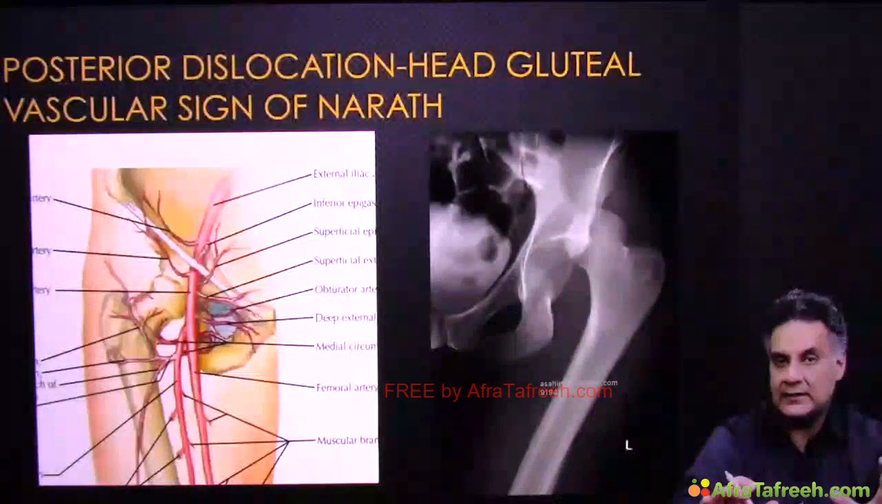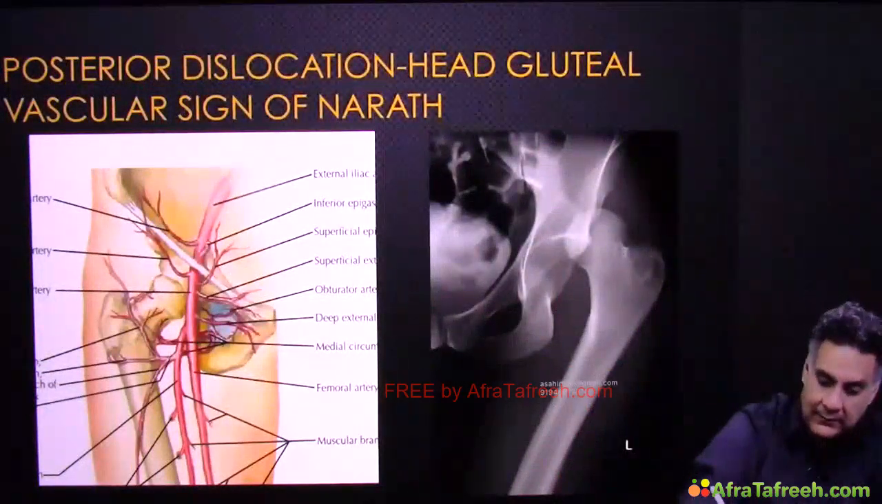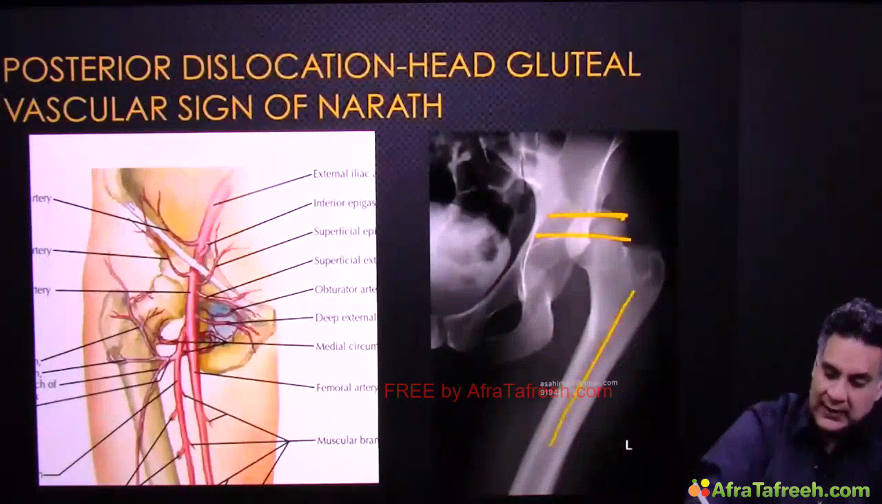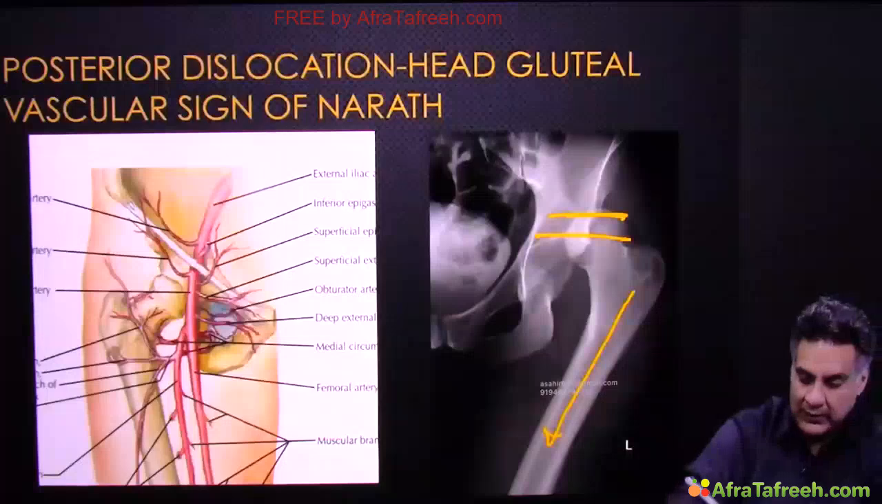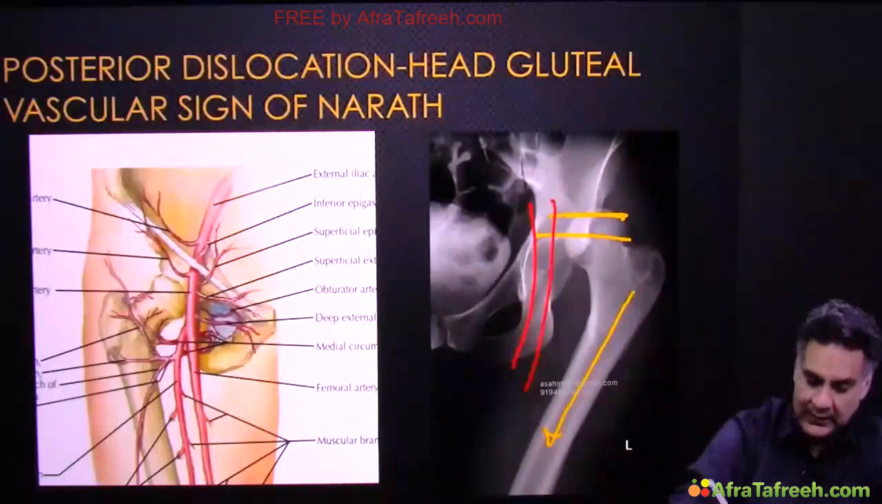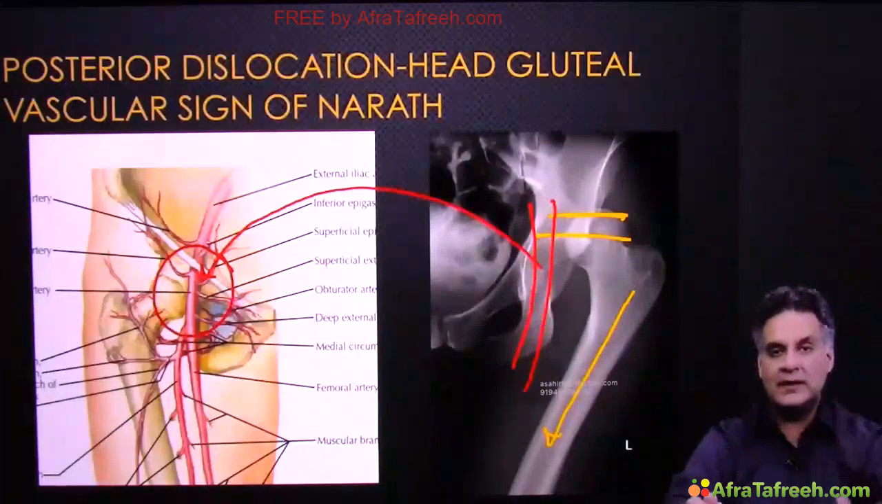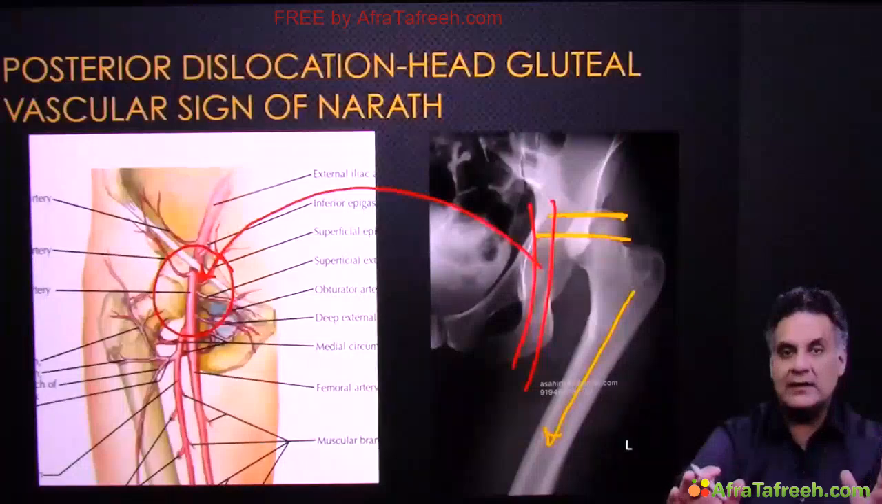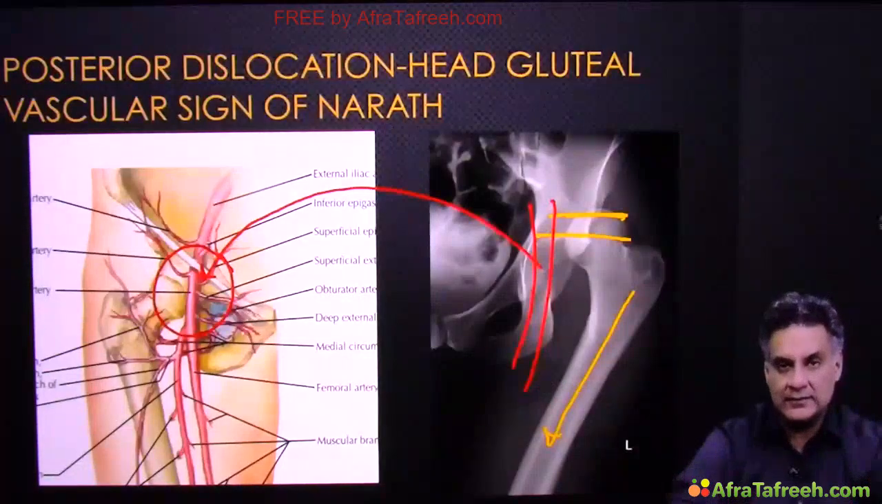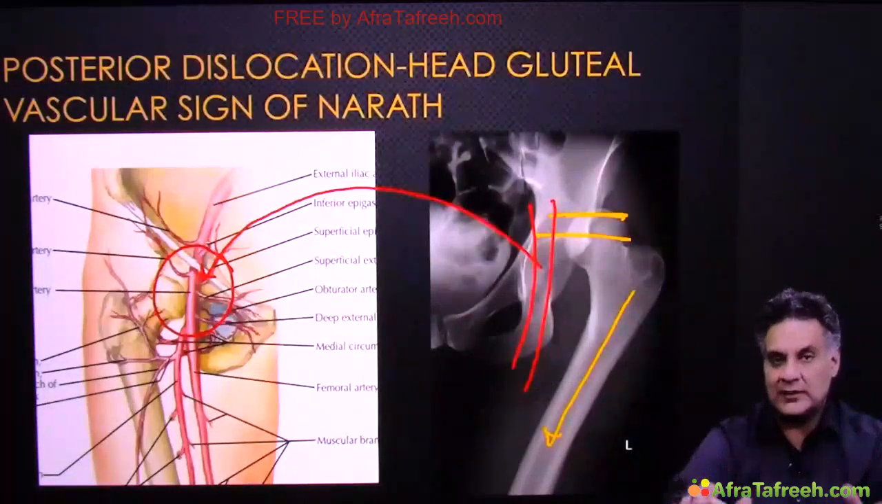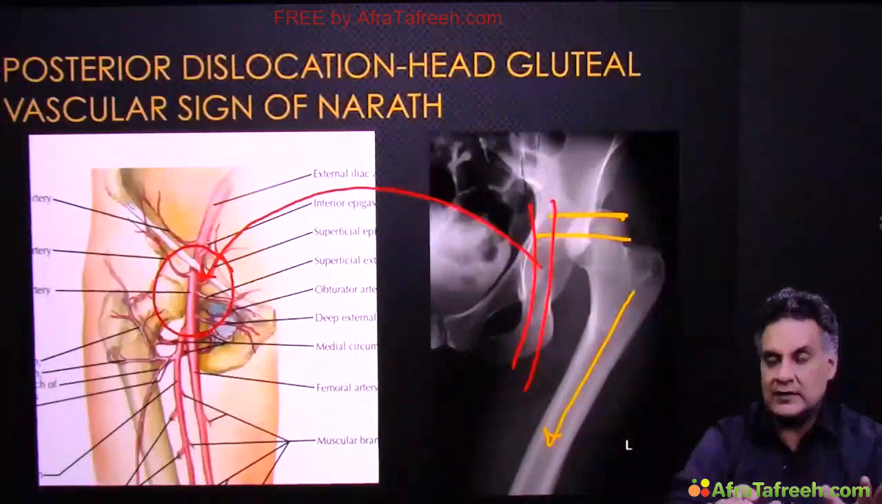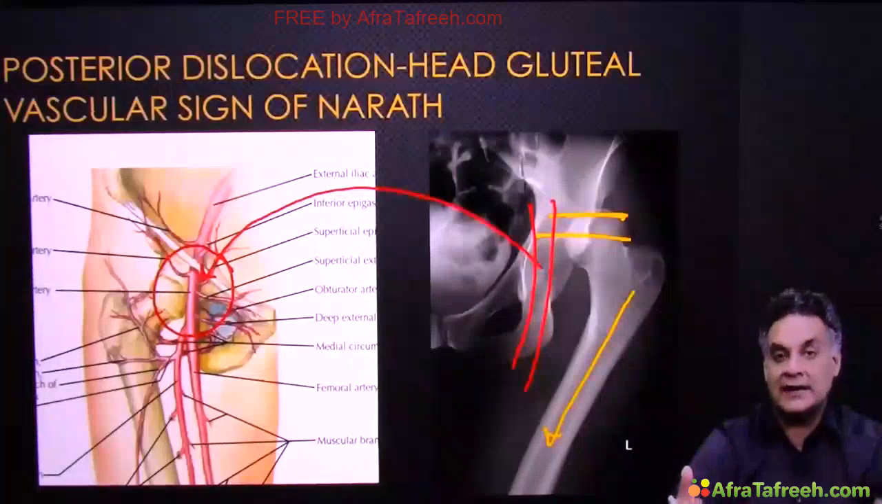The head will be gluteal, at the level of the joint, with the thigh adducted. The femoral artery goes in this area. You feel the femoral artery pulsations along the head. Normally, when you feel the femoral artery pulsation, the vascular sign of Narath is negative.